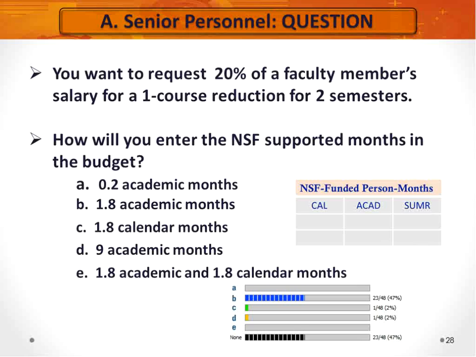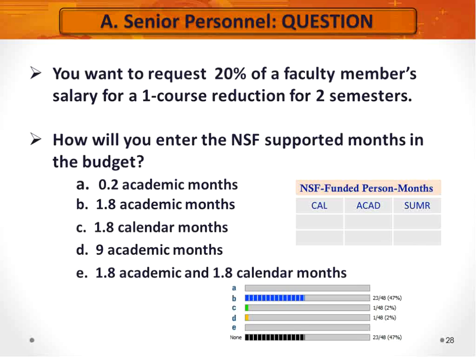You certainly would never have E, which would put it in both places. But it looks like more than half the people either weren't participating or just weren't sure of the answer. So let's talk about it a little bit. First of all, up there we didn't really tell you how long their contract was. So the answer for B is right if it was a 9-month contract, because 9 times 0.2 is 1.8 academic months. If someone has a 10-month contract plus 2 in the summer, then it would be 2 academic months. There are a few cases where C would be the right answer.